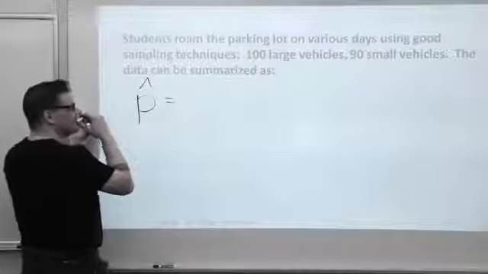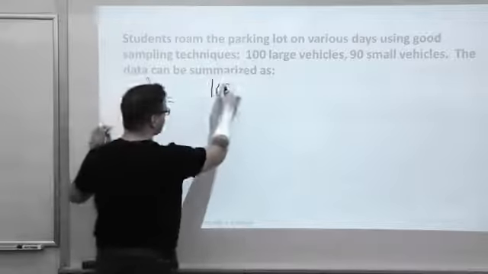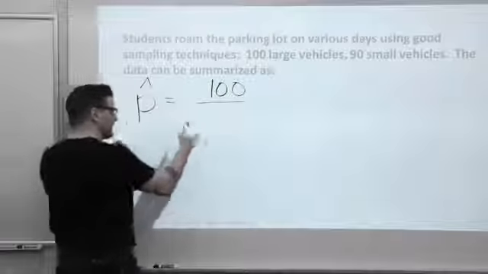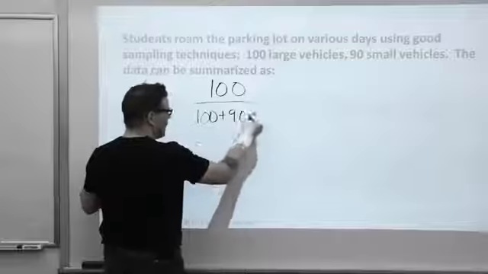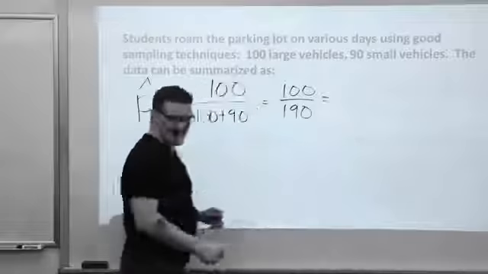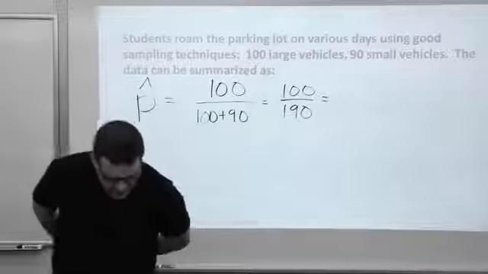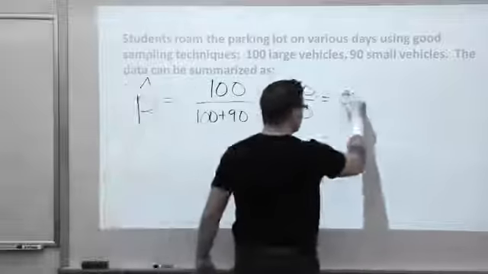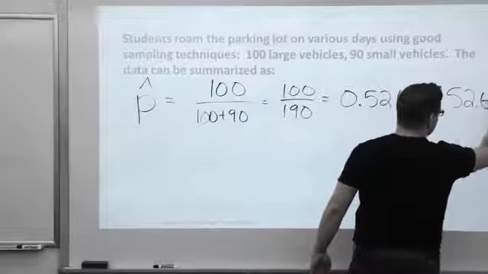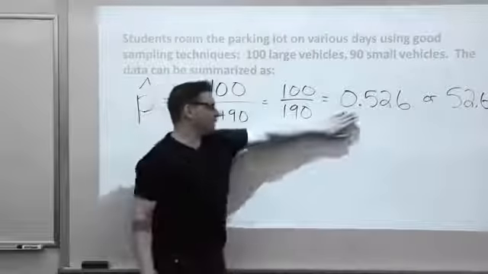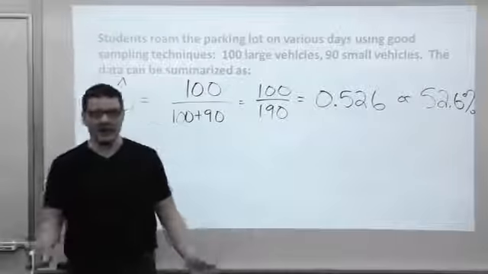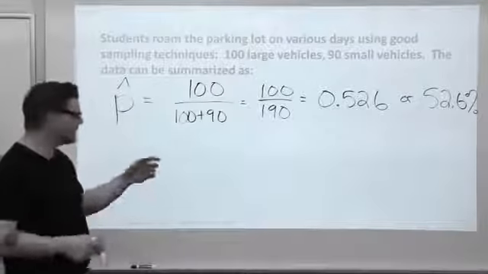And let's see. We care about the large, right? So we'll put 100 on top. How many vehicles total? The sample size was 190, 100 plus 90. Right, down below, so this is 100 over 190. Definitely more than half. What does it turn out to be? 52.6%. Now, we'll typically be working everything in proportion form here with decimals as we do the calculations and so on, but maybe at the very end it's easier to think in percentages.